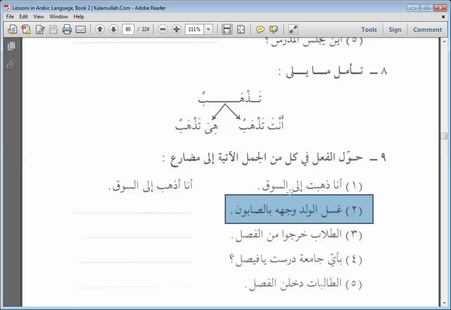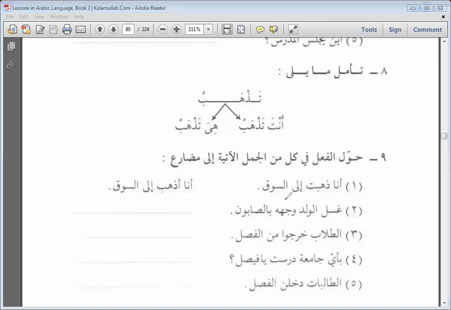Why? Because that is the thing that is being washed, the object of the sentence. Okay? Therefore, it's in the accusative form. And the accusative form normally takes what vowel on the last letter? Now, be very careful here, please. The last letter in this word is the first ha. The other ha there is the pronoun that is added on. It's not part of the word wajh, which means face.